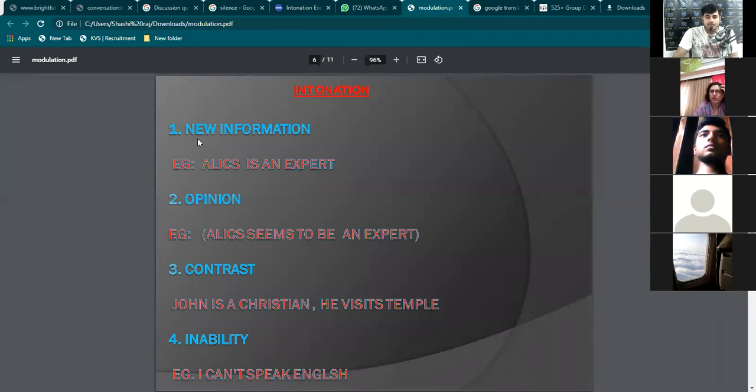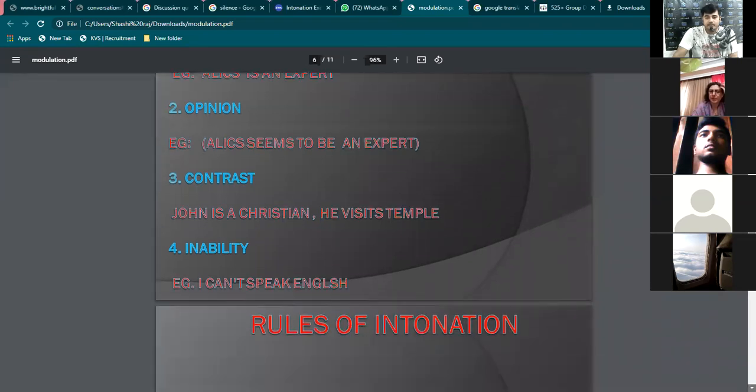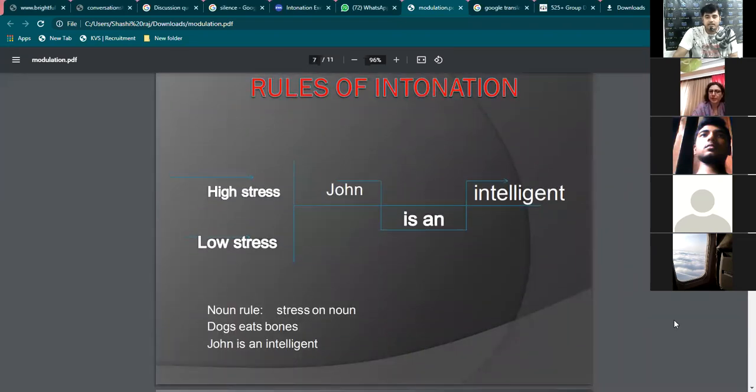So here we have gone through these 4 points about intonation. We have some more things about it. Now moving to the next slides. Okay, so that was a kind of introduction about intonation. Now we have got some rules.